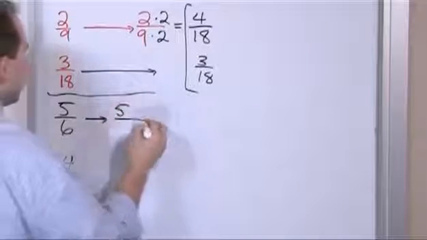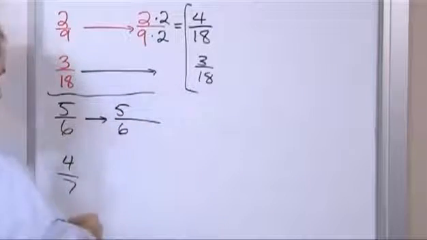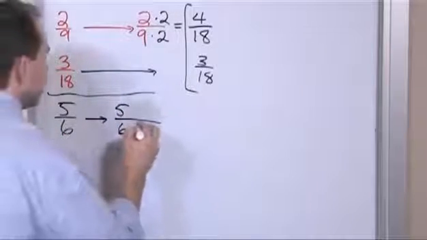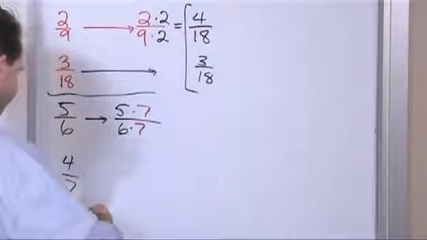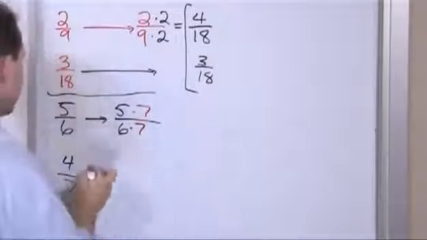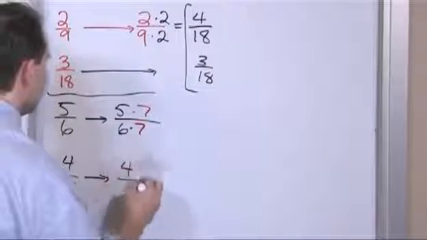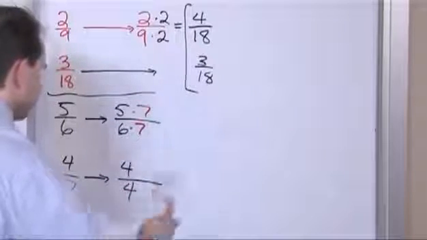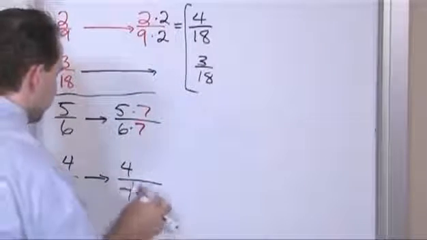The only thing I can really think of is to take 5/6, and, just follow me here, if I multiply this by 7, and if I multiply 4/7 here, whoops, this needs to be a 7.